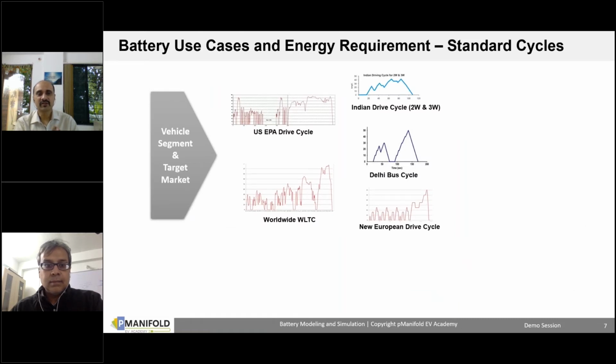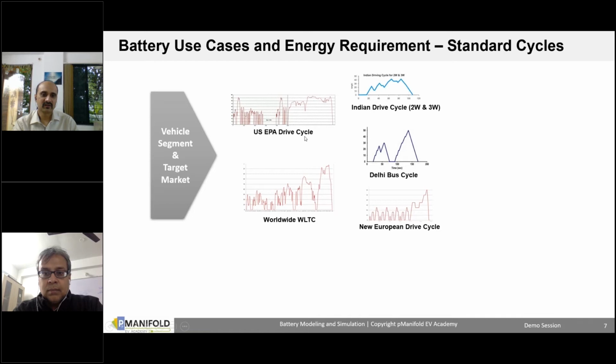So for different use cases, as we were talking about, there are standard cycles which are used across the globe. The US uses a cycle called EPA. There are other cycles as well in the US. India has a unique distinction of having a dedicated cycle for two-wheelers and three-wheelers. Then buses tend to have different cycles. I have just put the Delhi bus cycle as an example, but there are many such cycles depending upon various cities and traffic conditions. Then there is the New European Drive Cycle, which is applicable to passenger vehicles.